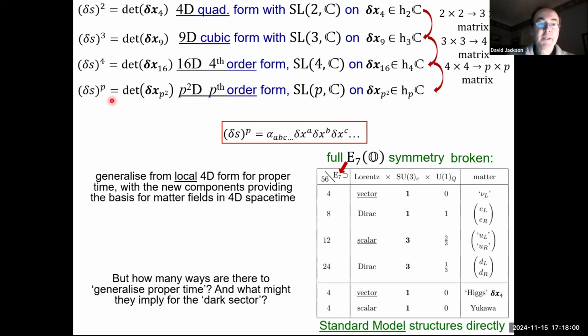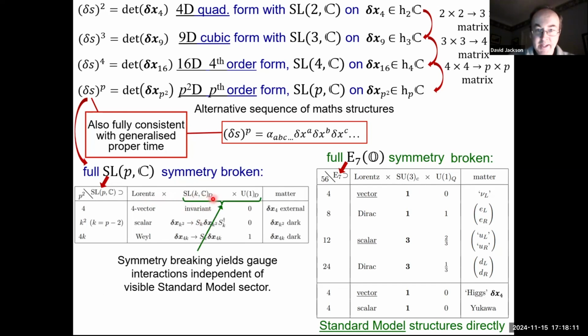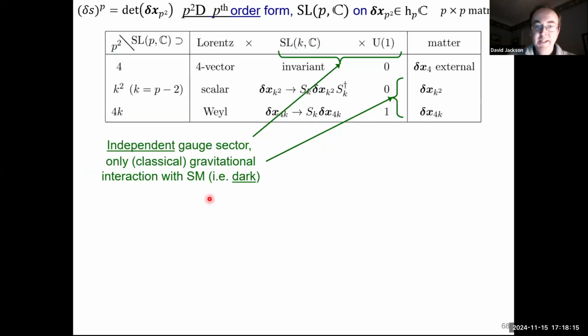This is still a consistent form of this generalized proper time. And the thing is that when we look at the symmetry breaking here, we're going to get this non-compact internal symmetry group. Okay, and this is independent from the Standard Model gauge groups. When I pull this thing out here, so let's see.